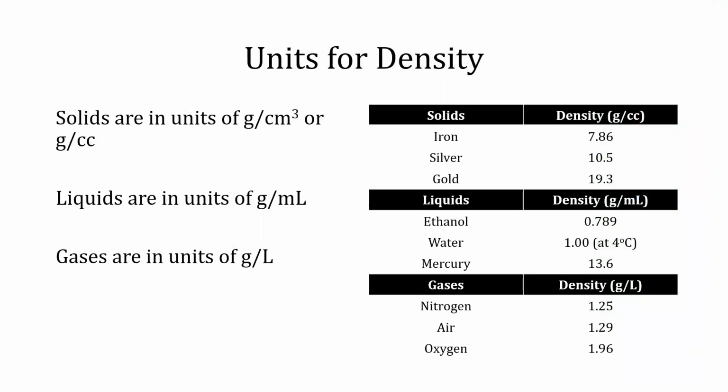The units for density are as follows. Solids are in units of grams per cubic centimeter, liquids are in units of grams per milliliter, and gases are in units of grams per liter. To the right are examples of some common solids, liquids, and gases, and their densities.